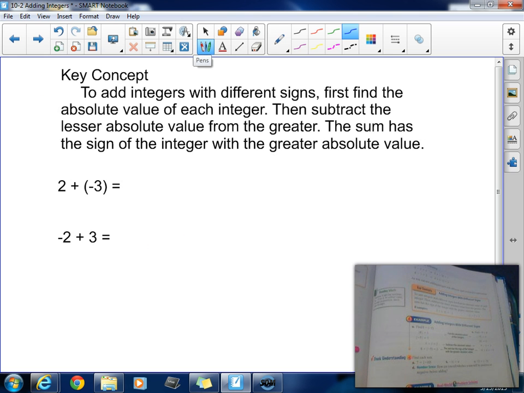Then on page 499, right here, you see this next key concept. Now I put this key concept on the board here because it's important.